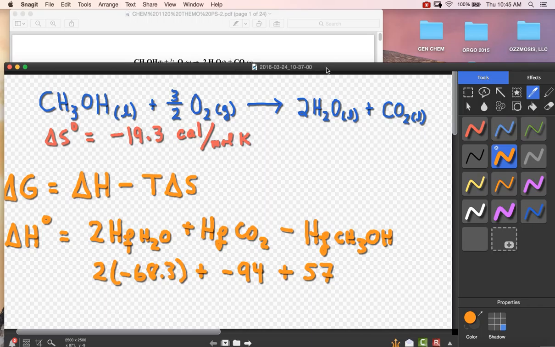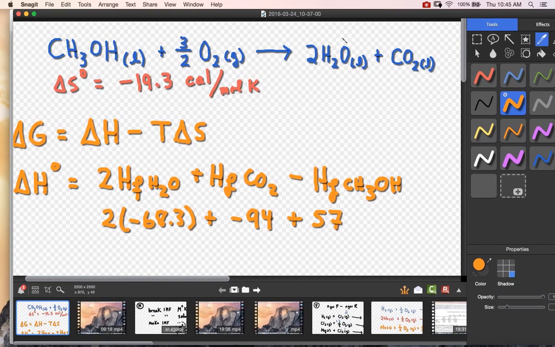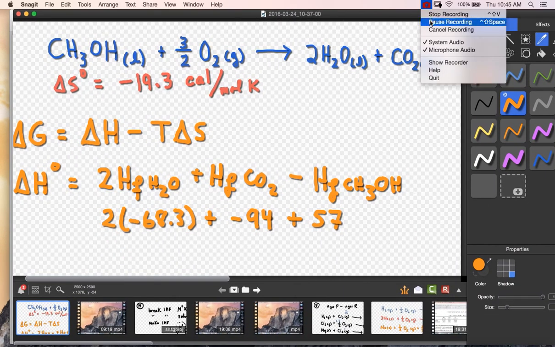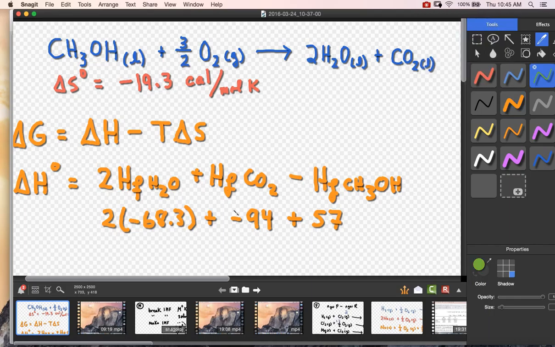So now all we need to do is to simplify this expression. And when we simplify this expression, we get a delta H of negative 173.6 kcals per mole because we are combusting 1 mole of methanol. So this is our delta H of the reaction.